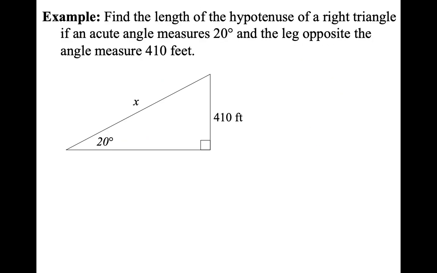But what we're going to do is just go over a couple of examples on how we would actually use these trig ratios when we have unknown sides. Because that's what we do in math, right? How do we use the rules of mathematics to find unknown parts? And so we want to find the length of the hypotenuse of a right triangle if one of the acute angles measures 20 degrees and the leg opposite the angle measures 410.